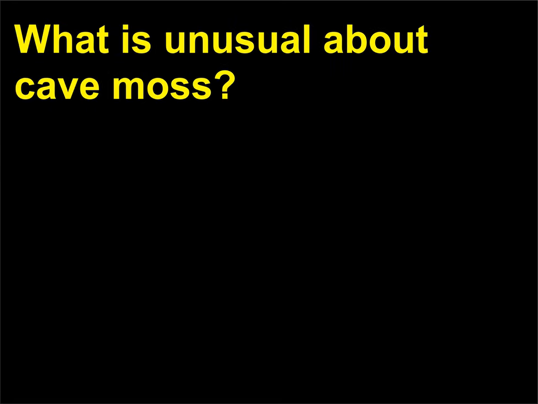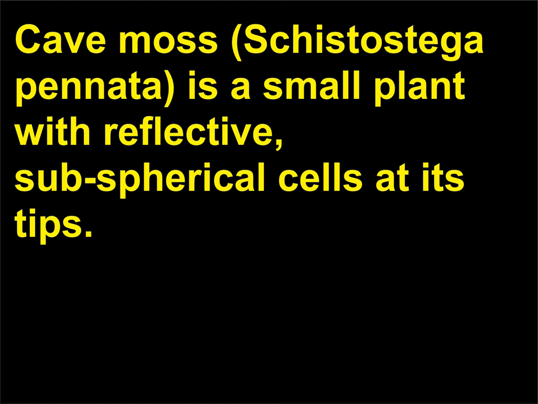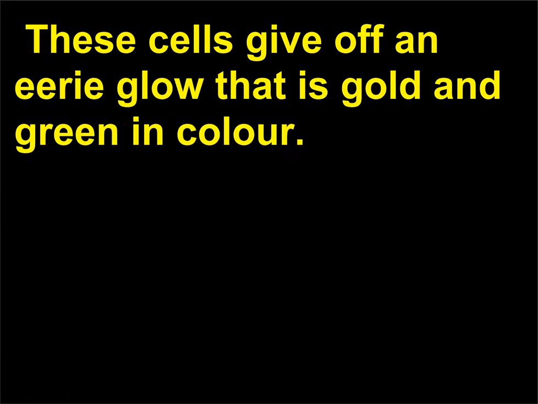What is unusual about cave moss? Cave moss, Schistostiga pinnata, is a small plant with reflective, subspherical cells at its tips. These cells give off an eerie glow that is gold and green in color.